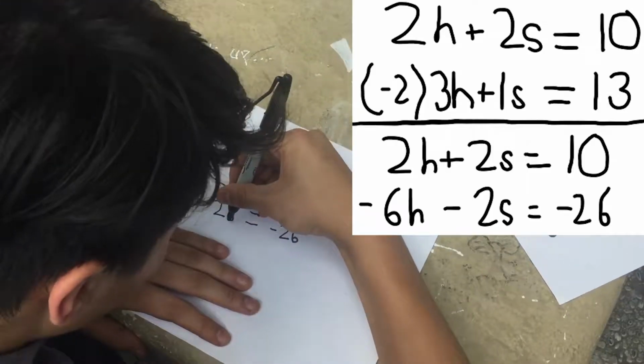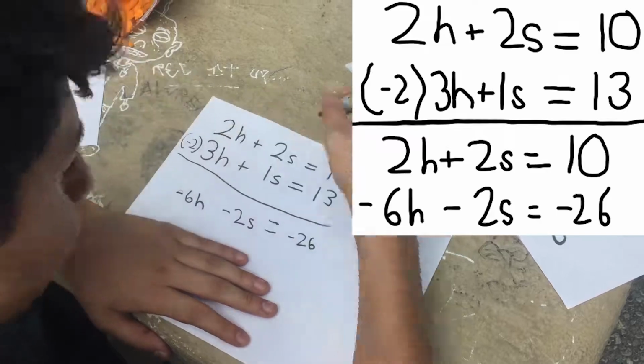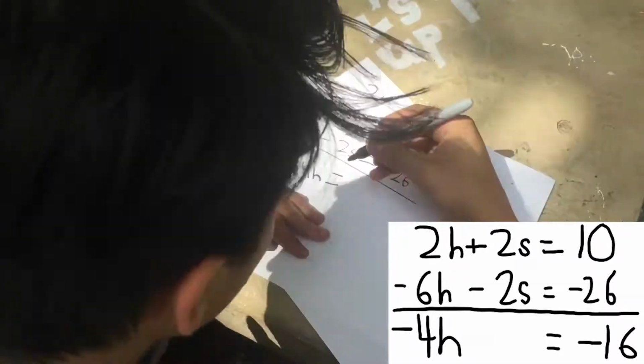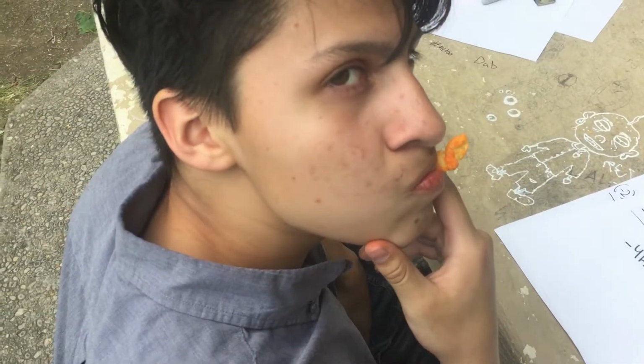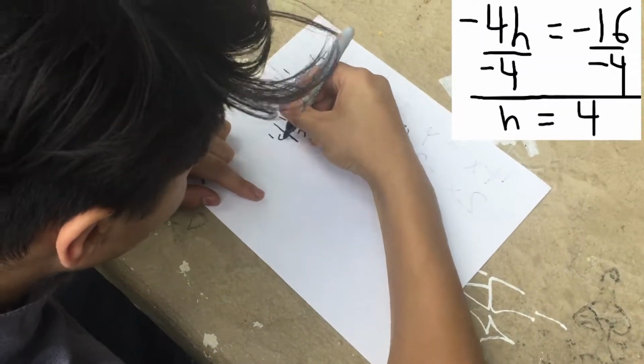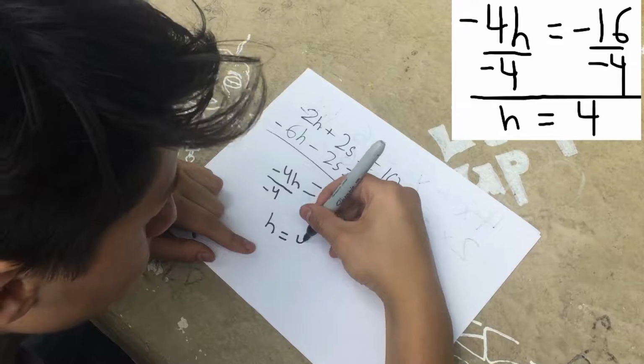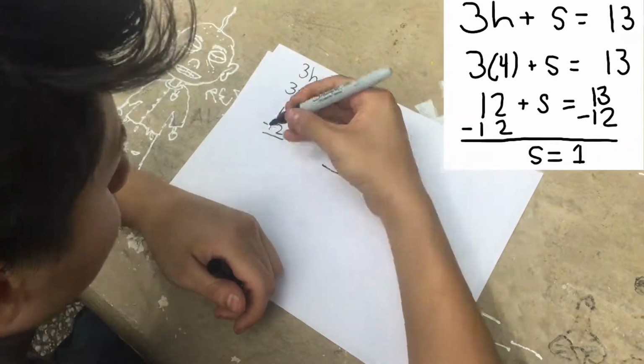Elimination. Multiply. Eliminate. Find the price of each item. You divide, then substitute.